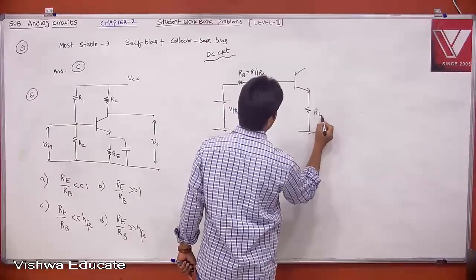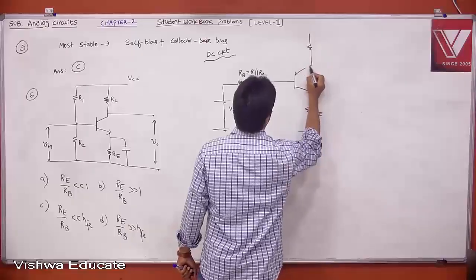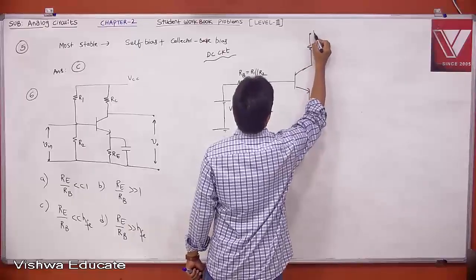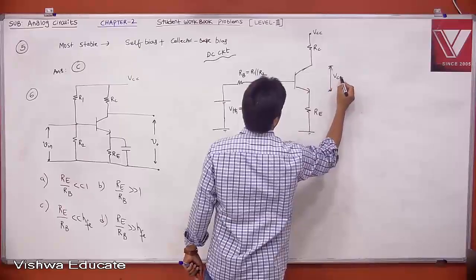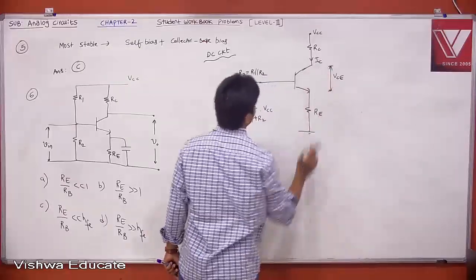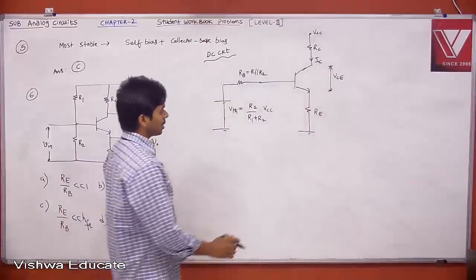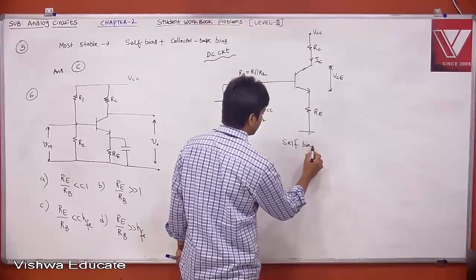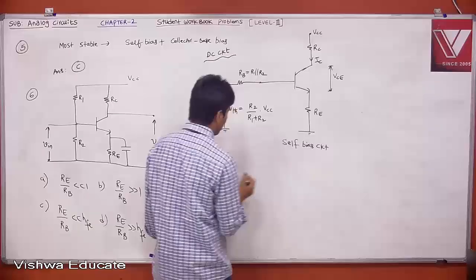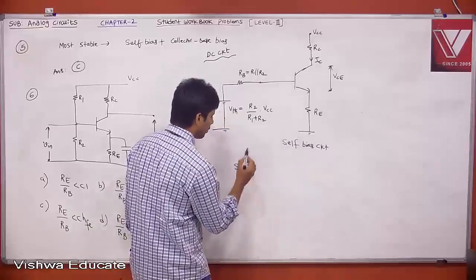Then this is our circuit. This is your RE and RC. This is your VCC, this is your VCE, and this is your IC. This is nothing but your self bias circuit. This is your self bias circuit, and you remember we solved what? Stability factor. What is stability factor?